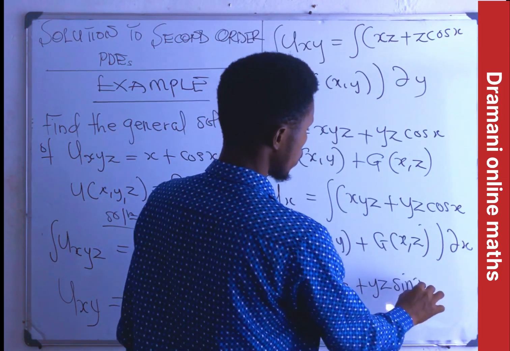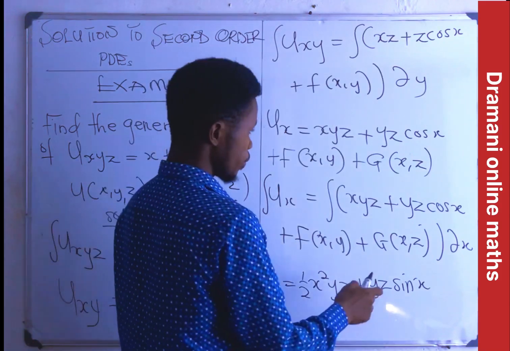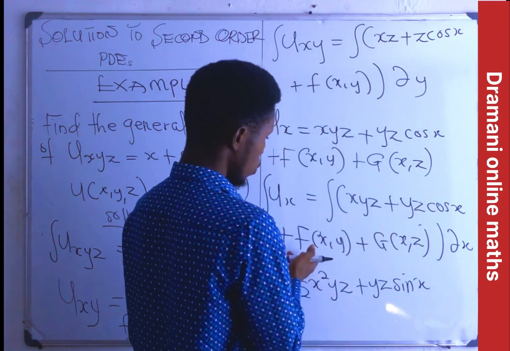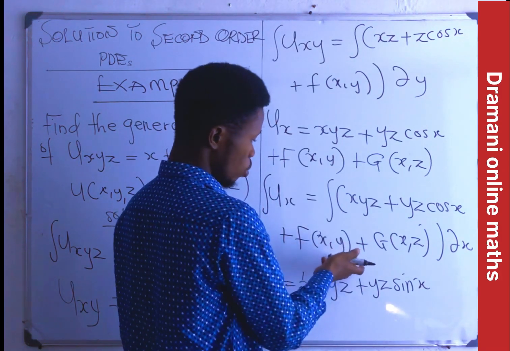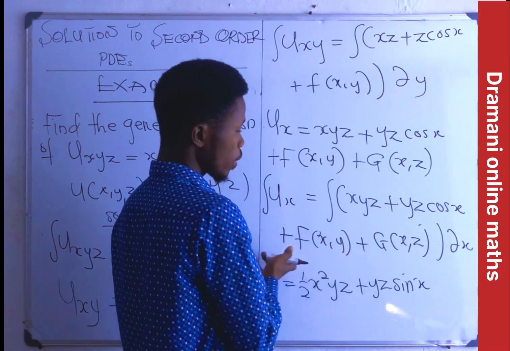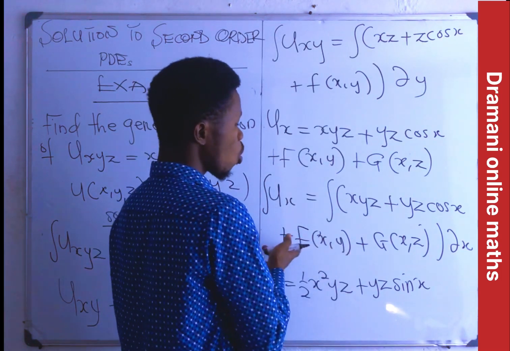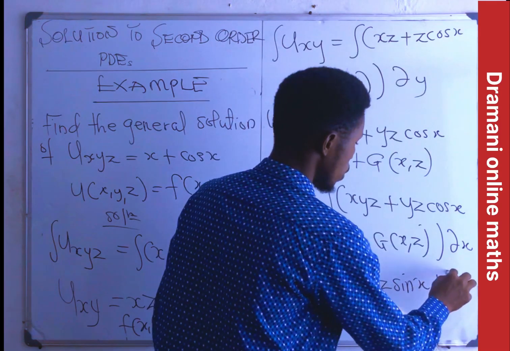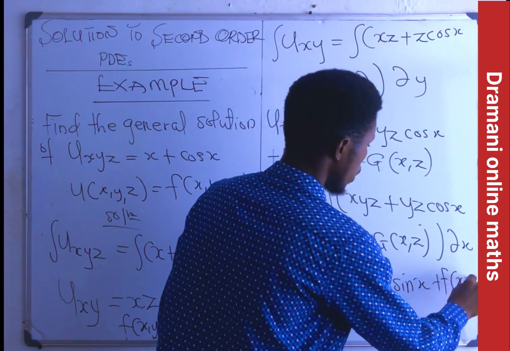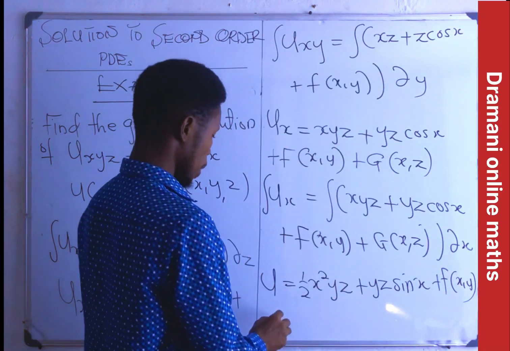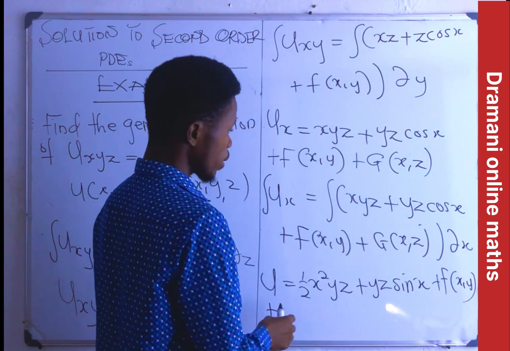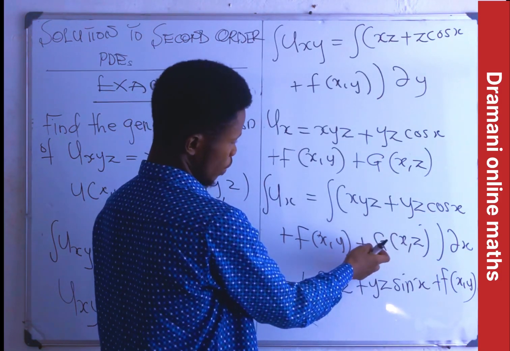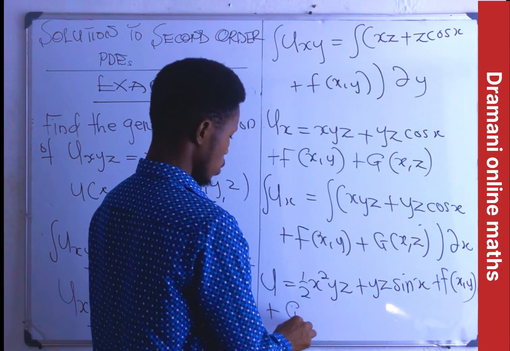sine x. Okay, good. Then, because we are integrating with respect to x, all this will be treated as constant. Now if I integrate with respect to x, here I have to integrate this. So I've said you can decide to maintain this, or you change the variable here. Let me maintain it. So f x y, because there's x here, plus this one is going to give us, there's x here, so you can maintain the g or you change it.